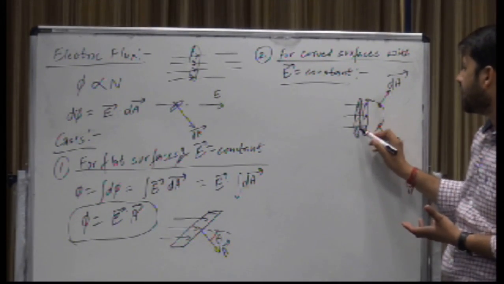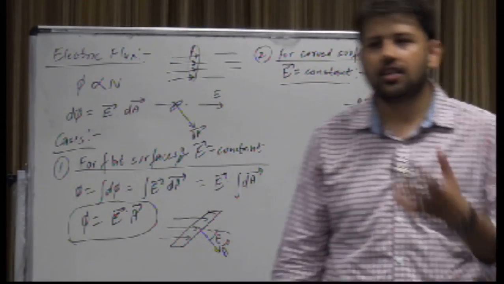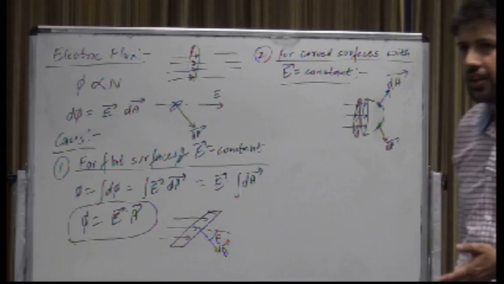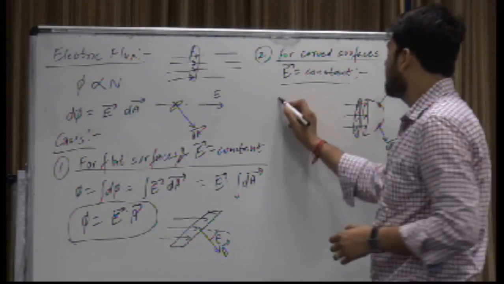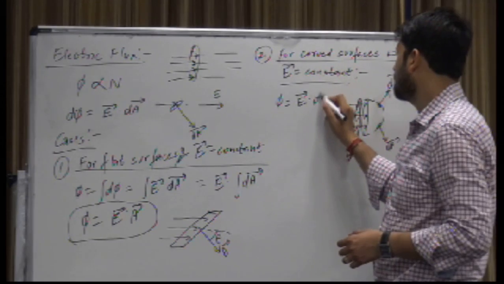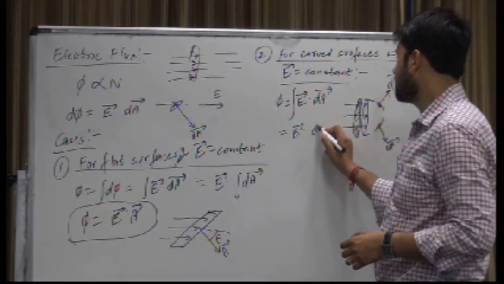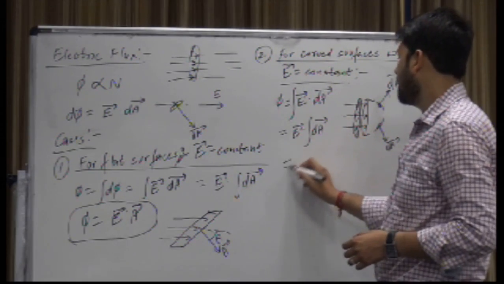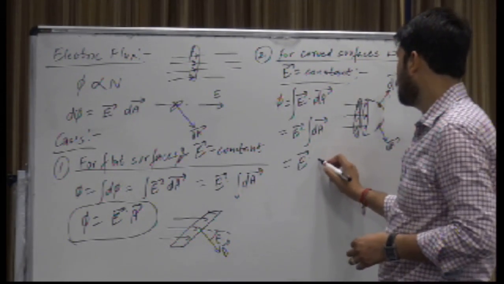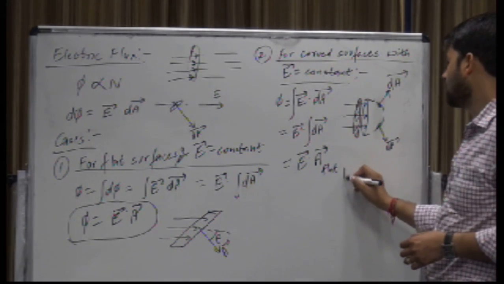So I can anytime replace the curved surface with a flat surface. Okay, so for this, the flux would become, this is E would come out and this is dA vector and this is E dot A, flat portion.